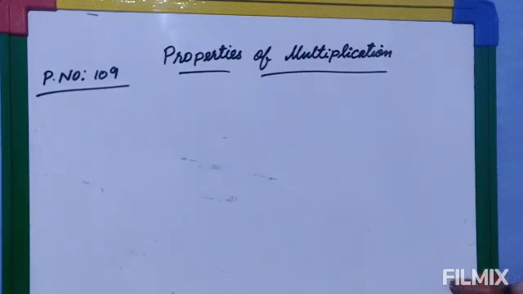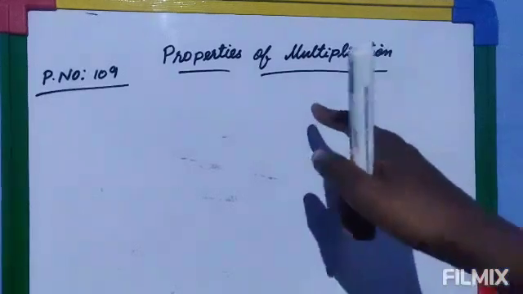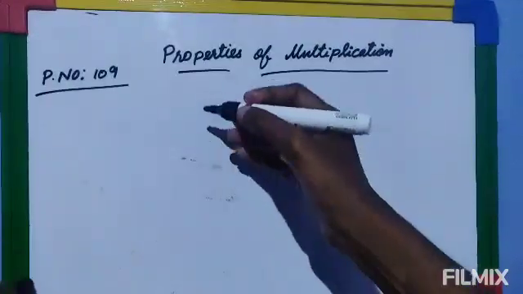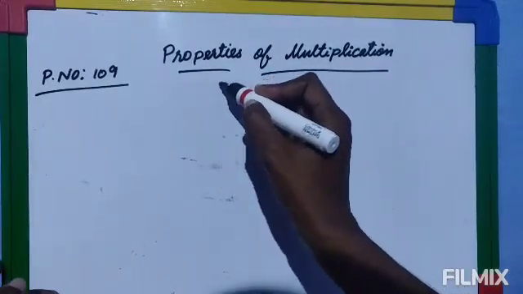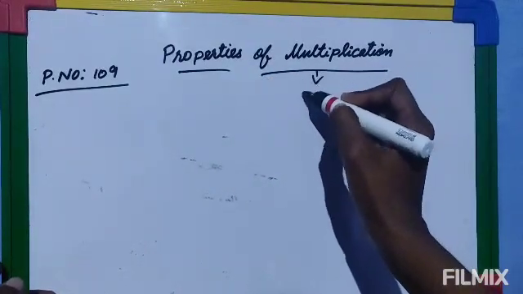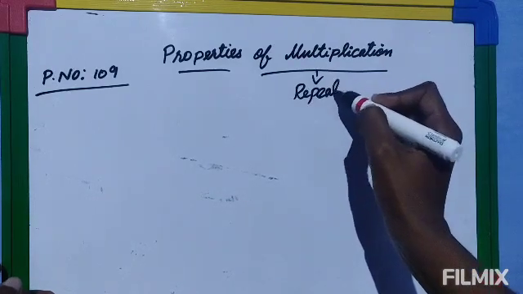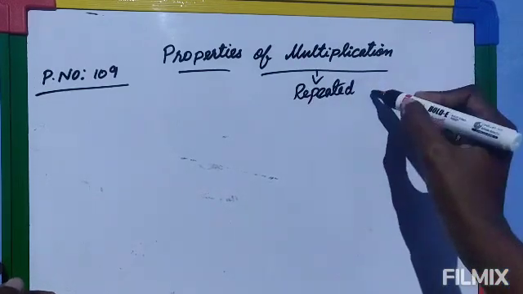Good morning, dear children. Today we are going to learn properties of multiplication. Multiplication is the repeated addition. Yesterday I told you multiplication is called the repeated addition. If you repeatedly add the number, you get the multiplication.